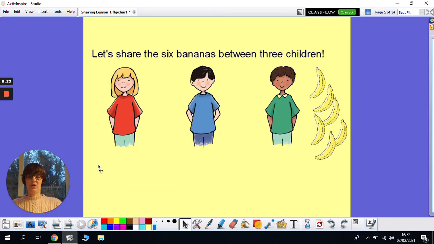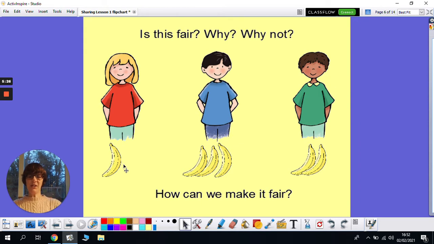Okay, let's have a look. We're going to share these 6 bananas between the 3 children. And when we're sharing, we need to make sure it's equal, don't we? We need to make sure it's fair. So let's see what we tried. Have a look at this picture.